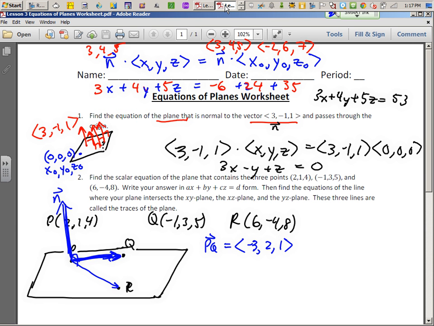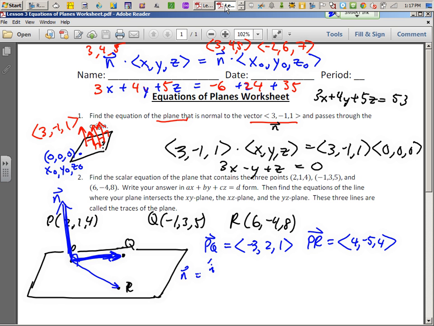That's vector PQ. I just did head minus tail for Q and P. And then you need vector PR, maybe. For that, you do R minus Q, or R minus P. So basically 4, negative 5, 4. And then if you do a cross product, you can get your normal vector.